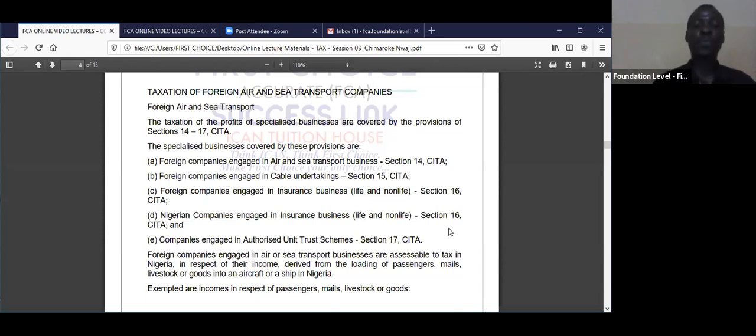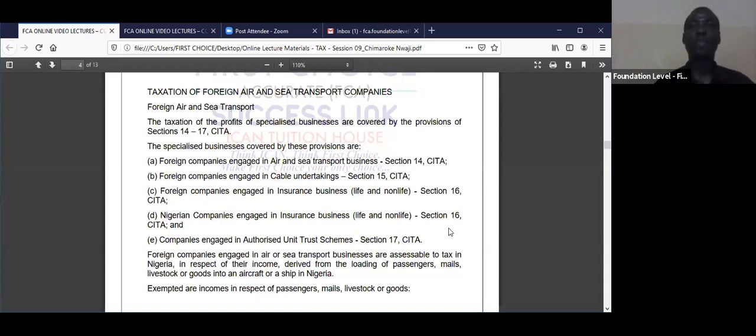I'll give you another example. Look at foreign companies engaged in cable undertaking, or let's say in communication business. We have MTN as a classic example. Glo is a Nigerian business, and so it is not under the special business, because every income made worldwide will come to Nigeria and be taxed by Nigeria. The provision for that one is the double taxation provision, which you will learn in advanced tax.